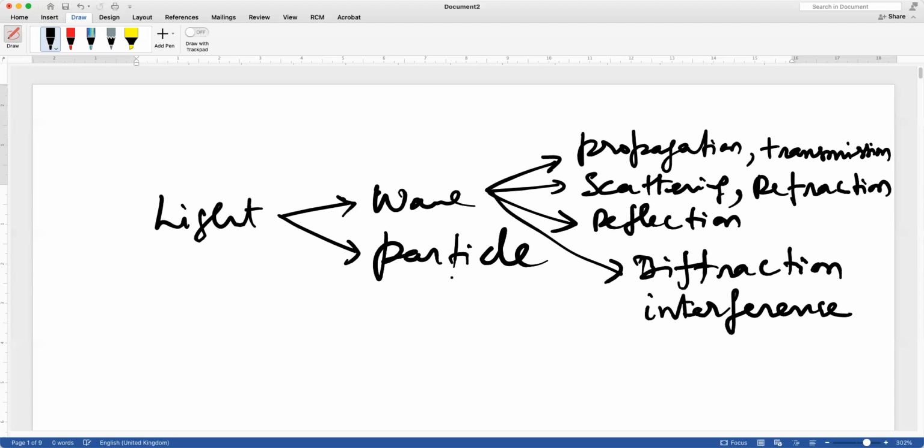Using the particle nature, what is the first thing you know about particle nature? What kind of phenomenon can we explain from there? Hello? Yes. Do you think of any property or anything? Absorption. Okay. Yes. And emission.